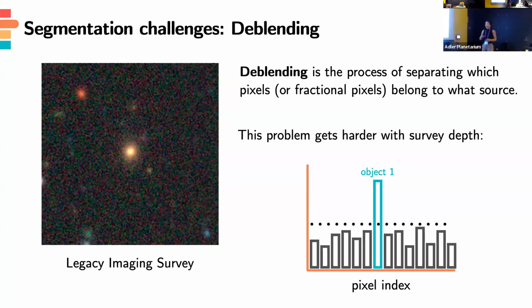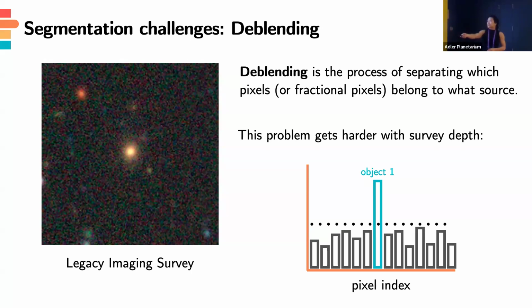So let's talk a little bit about deblending and fragmentation. Deblending is the process of separating which pixels, or sometimes fractional pixels, belong to what source. This problem gets harder with survey depth, which I think means it's more important now than ever to talk about deblending and how we deal with it.